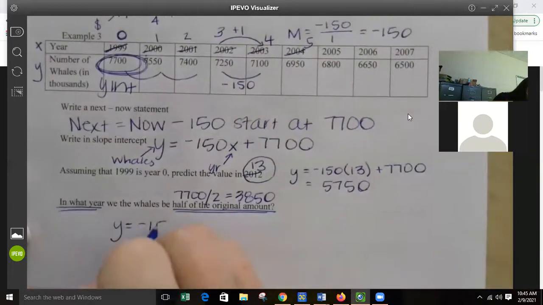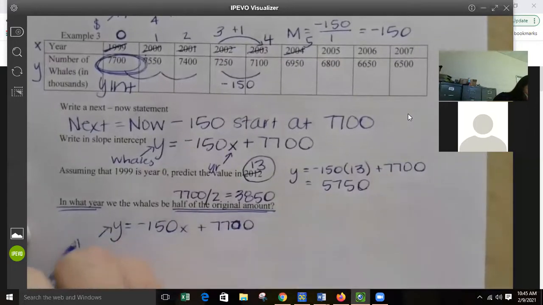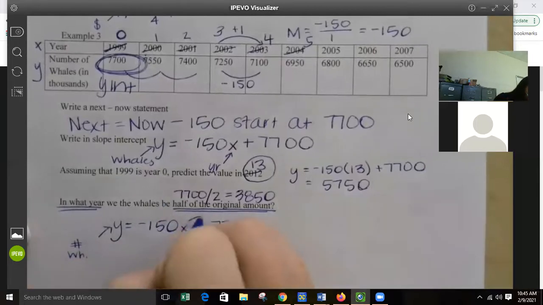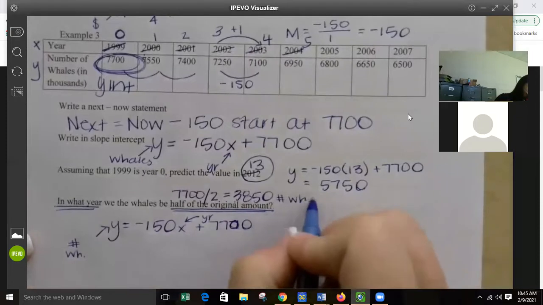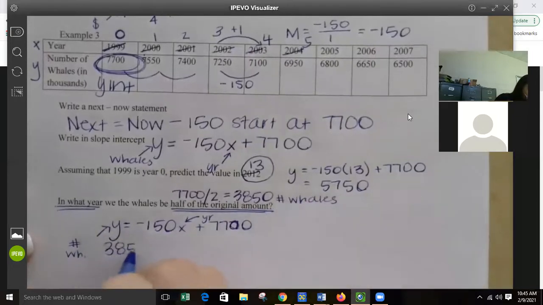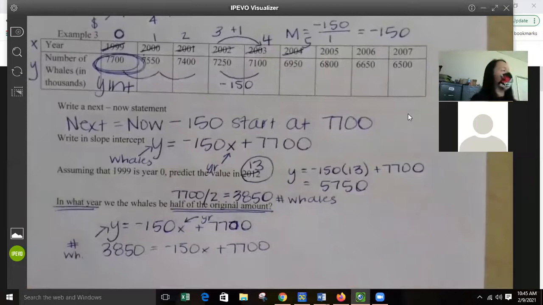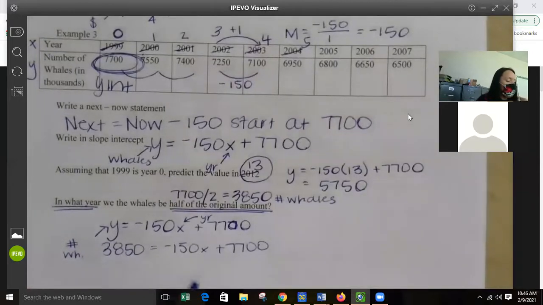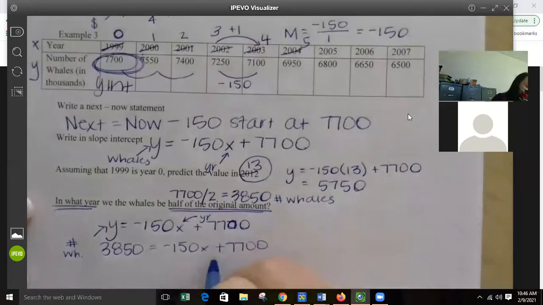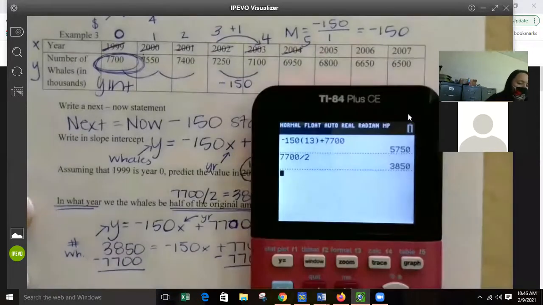So we have Y equals negative 150X plus 7,700. Y was the number of whales. X is the year. 3,850 is a number of whales. And then we just solve like normal. Okay. So again, this time we plugged in for the number of whales, which was Y. We're solving for X, what's on the same side but not with it. So we do the opposite and subtract 7,700. You get a negative 3,850.